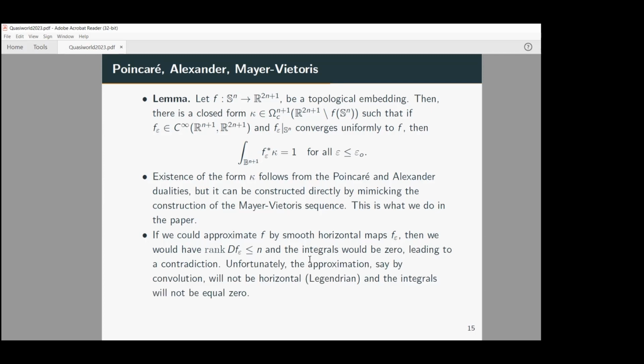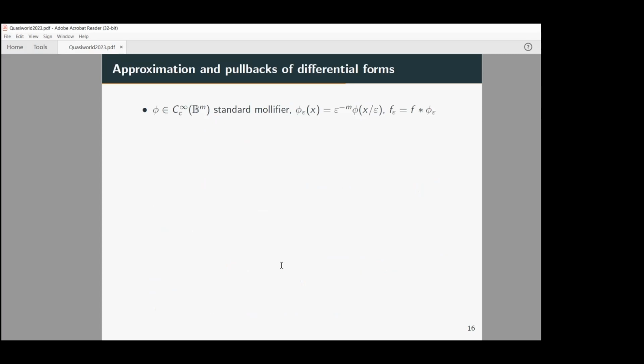But unfortunately, if you do the approximation, say by convolution, the approximating mapping f epsilon will never be horizontal. It simply cannot be horizontal. So it doesn't work. So one has to study this approximation very carefully. Okay. So this is a standard mollifier, and we will do a brutal approximation by convolution, nothing sophisticated. So the derivative of this convolution approximation is given by this formula.